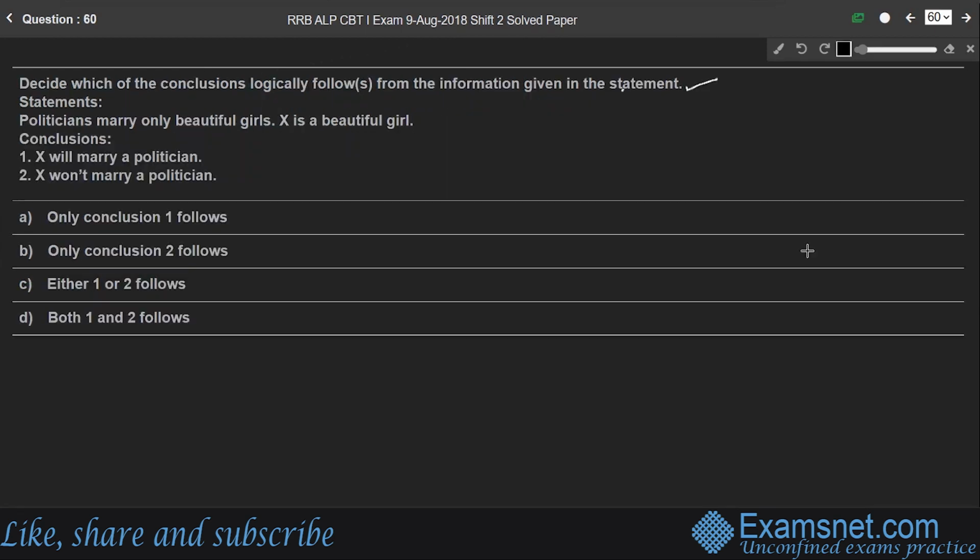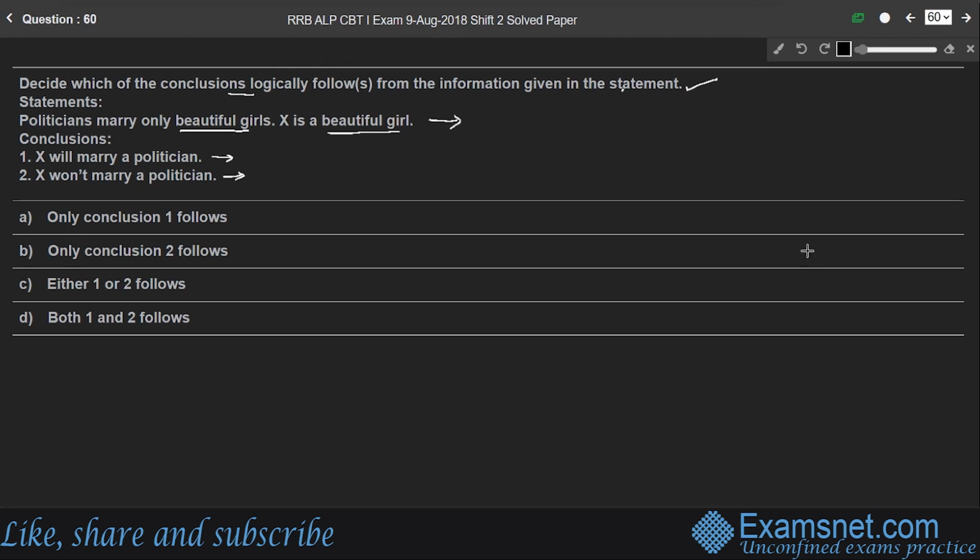Question number 60. Decide which of the conclusions logically follows from the information given in the statement. So here is the statement. Politicians marry only beautiful girls. X is a beautiful girl. So here the conclusions are: X will marry a politician; X won't marry a politician. These two are conclusions.